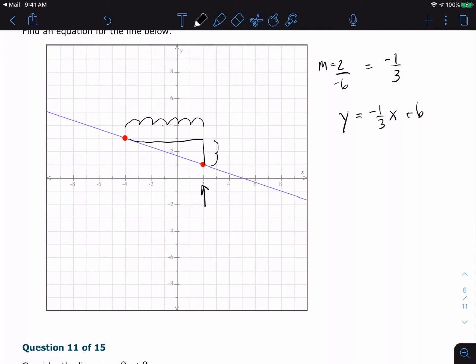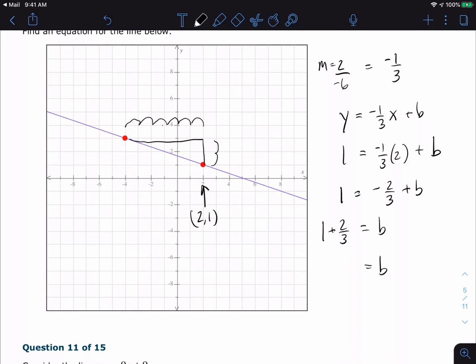But this point right here, isn't that point (2, 1)? So my x is 2. So we'll go negative 1/3 times 2 plus b, which I don't know, is supposed to equal 1. So 1 is equal to negative 2/3 plus b. Let me add 2/3 to the other side. So I'm going to get 1 plus 2/3 is equal to b. So b is equal to 3/3 plus 2/3. So b is equal to 5/3. And so my equation is y is equal to negative 1/3 x plus 5/3.